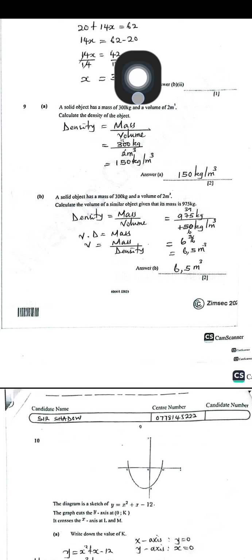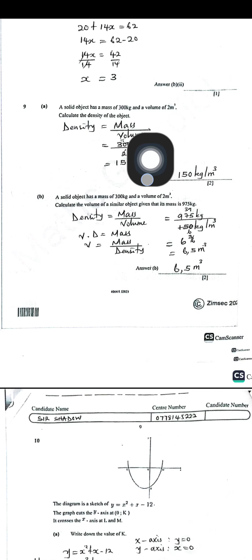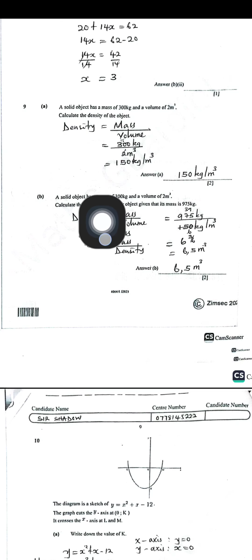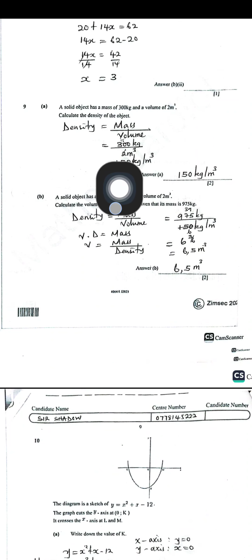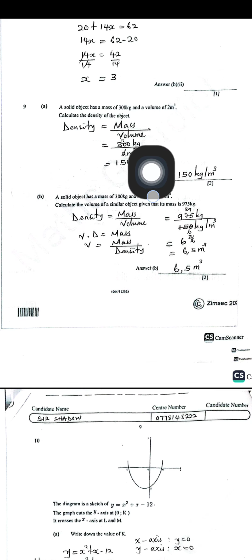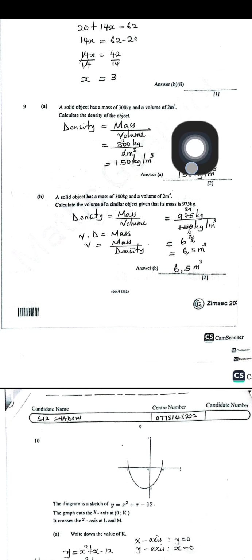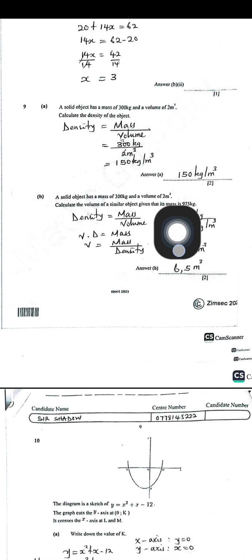Remember, density is equal to mass over volume. You are given the mass, which is 300 kg, over the volume, which is 2 cubic meters. You divide 300 by 2, you get 150 kg per cubic meter. You can also write it as 150 kg m to the power of minus 3. But by the way, the solution becomes 150 kg per cubic meter.